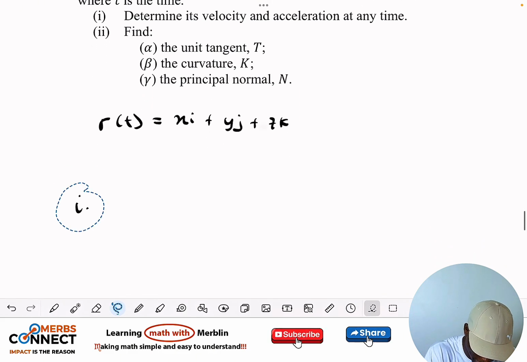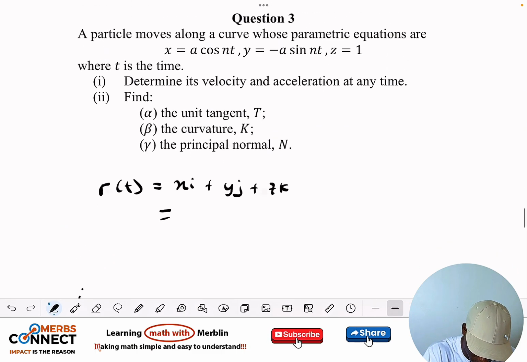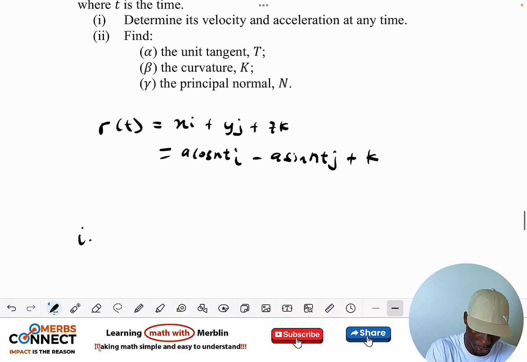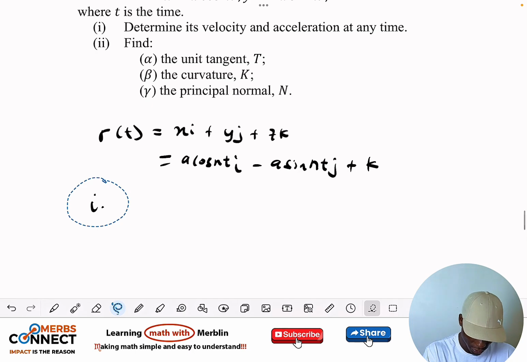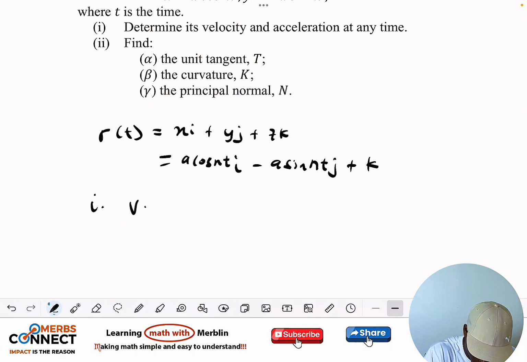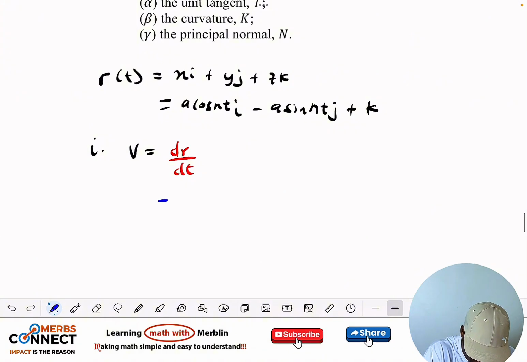So what are we going to get from here? We know that x is equal to a cos nt i plus or minus a sin nt j plus k, because z is equal to 1. So this is our r. So now we can find the velocity. The velocity is equal to dr over dt when I differentiate the function for the first time. So let's just differentiate the function. We are differentiating with respect to t. So when I differentiate cos, I get sine.